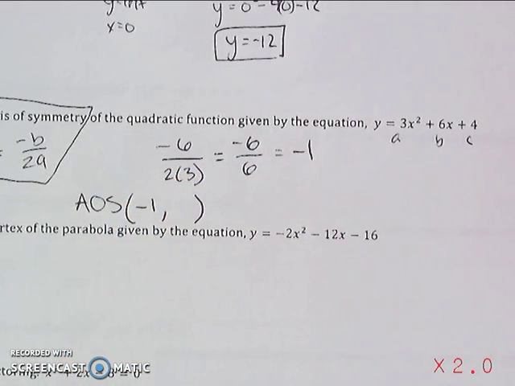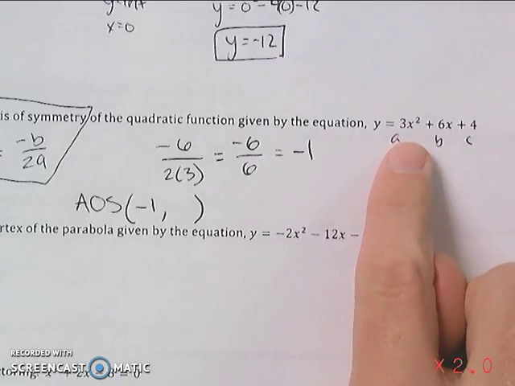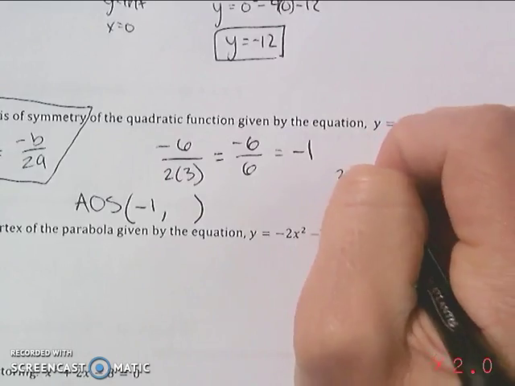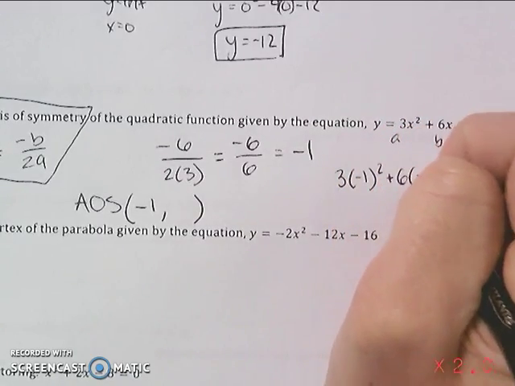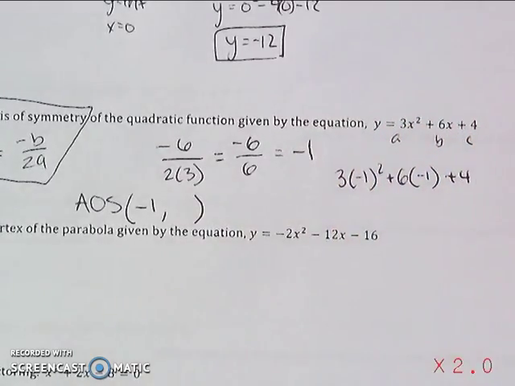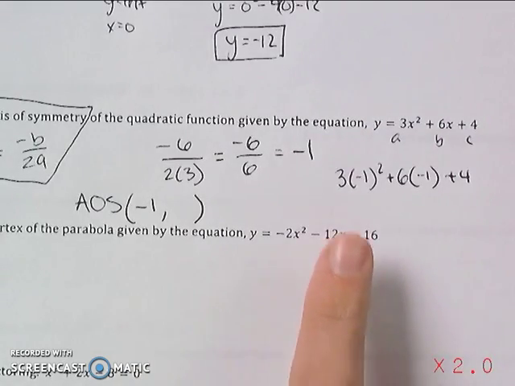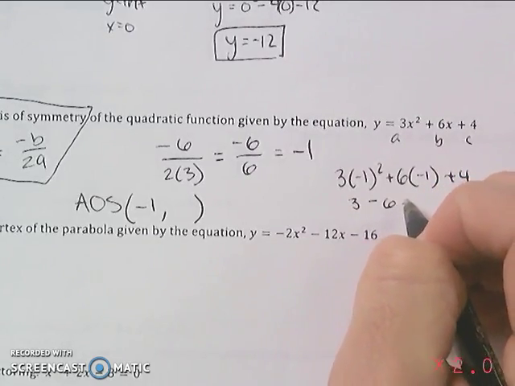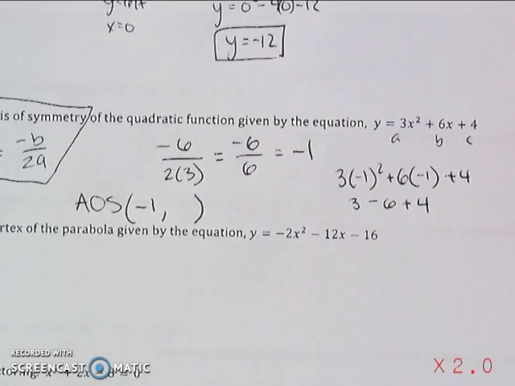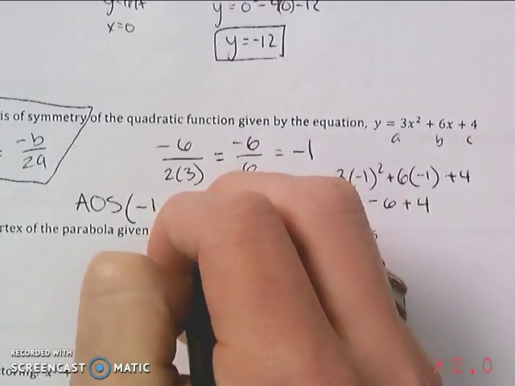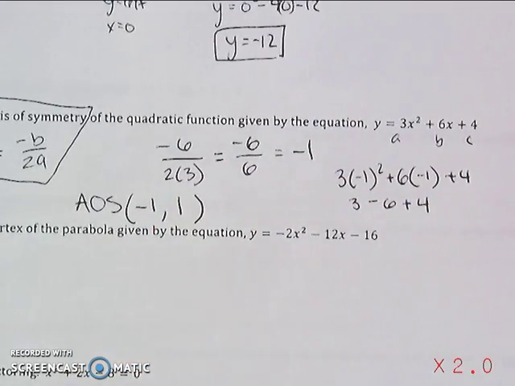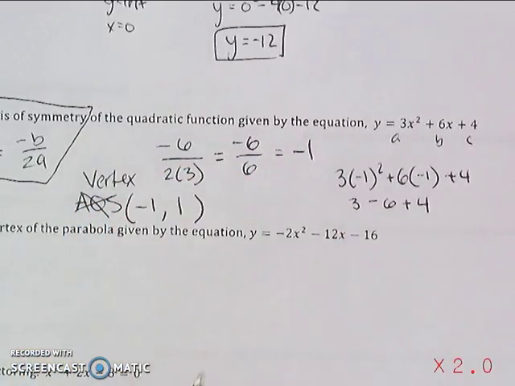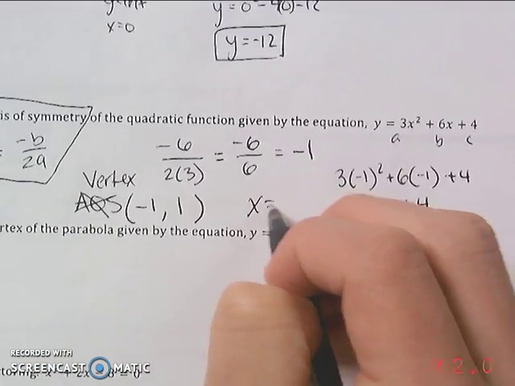To find the y value, I'm going to plug negative 1 back into my equation. So I get 3 times negative 1 squared plus 6 times negative 1 plus 4. Negative 1 squared is a positive 1, so that leaves me with a 3. Then a negative 6 and a positive 4. Add all that up together, and I end up with a positive 1. Sorry, this is my vertex. I apologize, I went too far. That was my vertex. The axis of symmetry is just x equals negative 1.